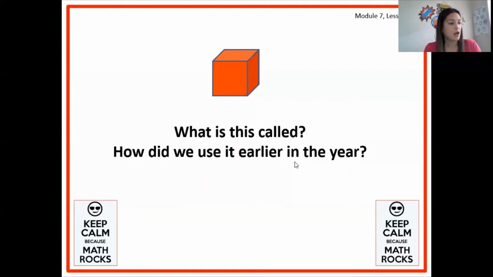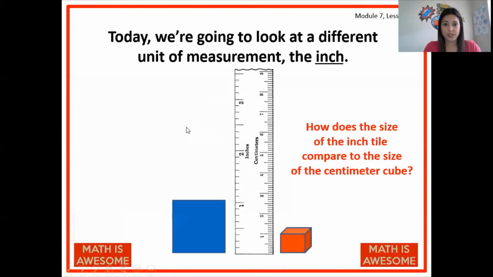Okay, now today we're going to look at different units of measurement. Today we're going to use an inch. So again, we're going to look at different units of measurement, and we're going to be measuring with an inch. Now, I put here a ruler because I want you to compare and look at these 2 pictures.